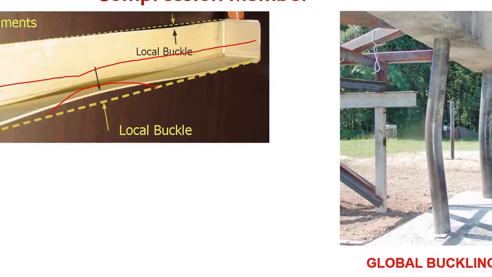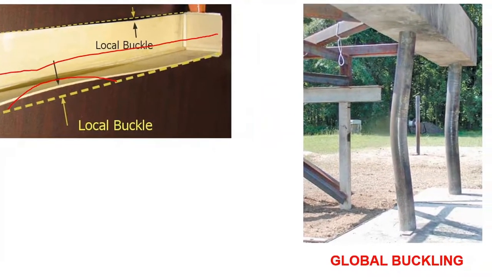On the other hand, if you take this column, it is a vertical member and applied load is along the axis of the member. So this is compression load and this column is a compression member. Here the whole member got buckled. So this buckling is called global buckling. You have to make sure that under working load, both local and global buckling should not happen.